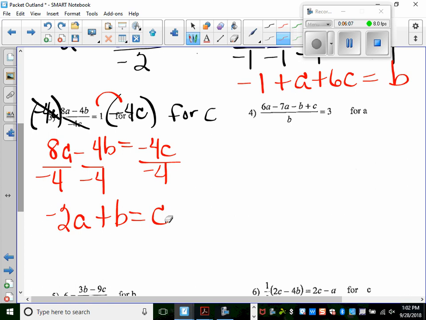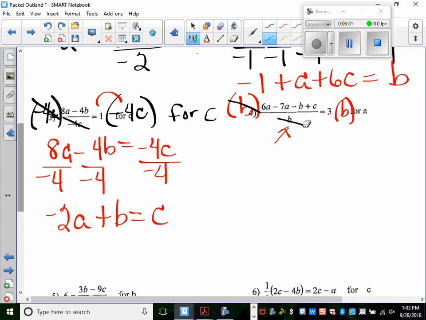Okay, negative 2a plus b equals c. So same process for the next one. Number 4, I have to get rid of this divided by b. So I'm going to multiply by b on both sides. So that takes care of that divided by b.